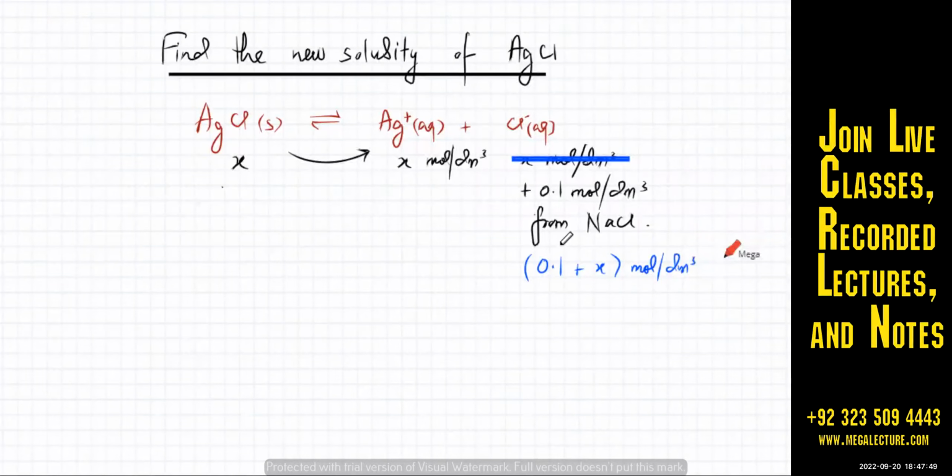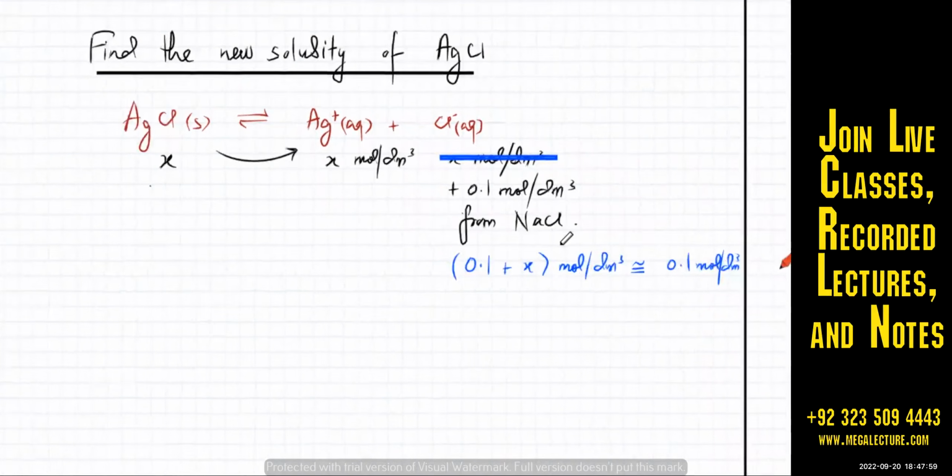But I'm saying that you can ignore X because it would approximately be equal to 0.1 mole per dm cube. Why? Because X has a really small value. वो उसकी वैसे भी बहुत small थी, अब तो और भी small होगी क्योंकि because of the presence of common ion, the solubility will decrease further.